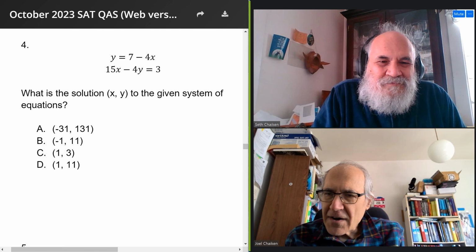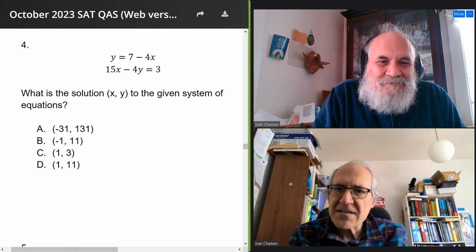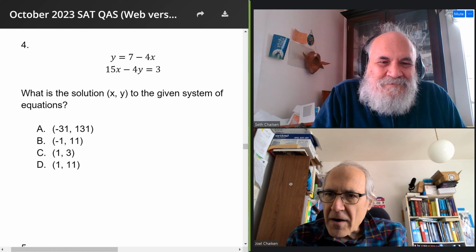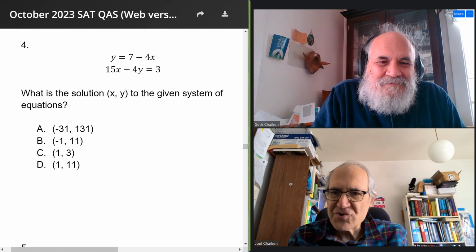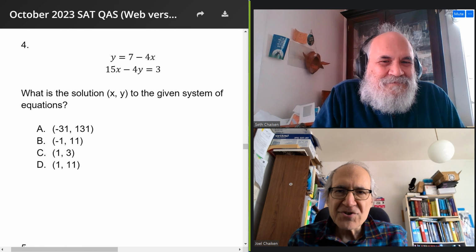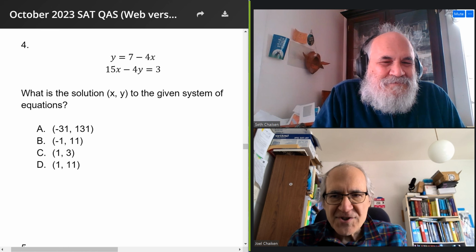Okay, question 4. This was a non-calculator part of the test from the old style tests. As a system of linear equations, what's the solution to the given system of equations? Wow, it seems to me like there are multiple ways to do the problem. They could do the straight arrow approach of substitution.